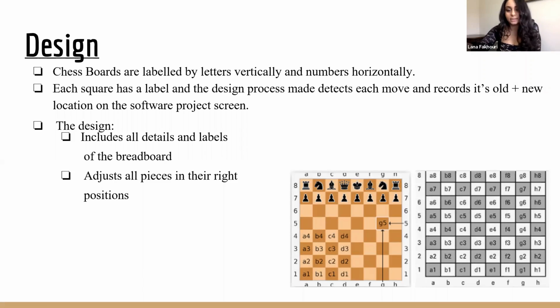So as far as the design, you can see the two images below. Chessboards are labeled by letters vertically and numbers horizontally. Each square has a label, and the design process detects each move, and it records its old and new location on the software screen. The design includes all details and labels of the chessboard, and it adjusts the pieces in their right positions.